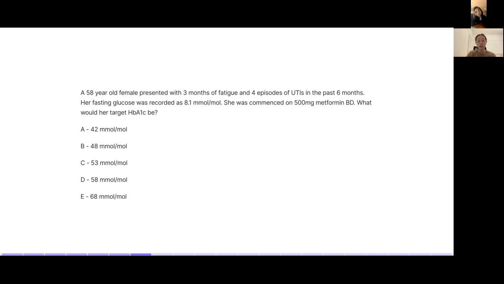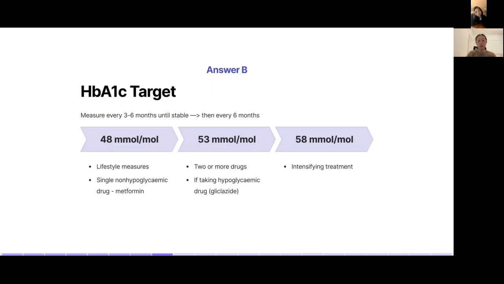So if conservative measure fails, how do we manage type 2 diabetes? We'll discuss that, but the 3 HbA1c targets we need to know: if a patient's confirmed type 2 diabetic, their first starting HbA1c target is 48 millimoles per mole. This is the target if the patient is either just managed conservatively on lifestyle measures or on single non-hypoglycemic drugs such as metformin, which is what this lady has.